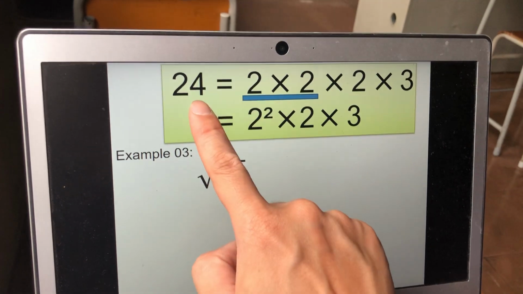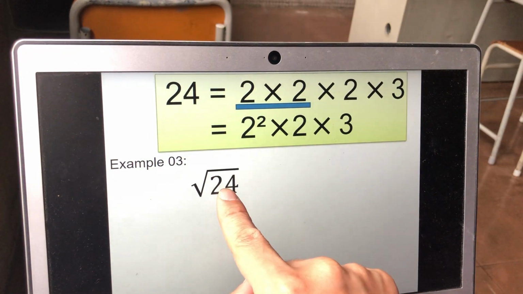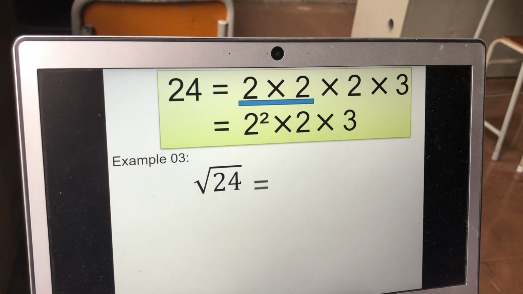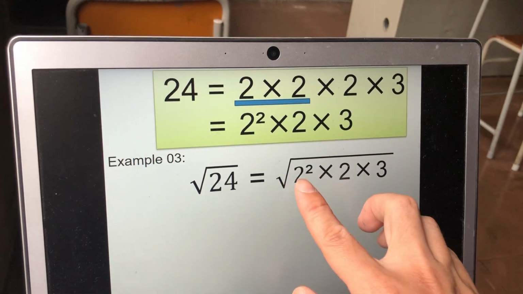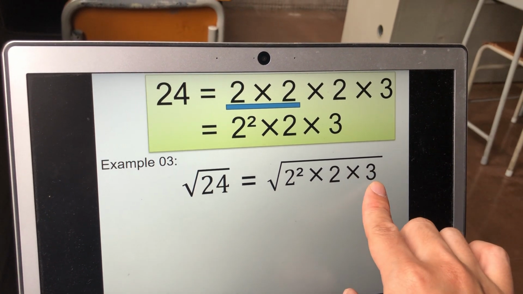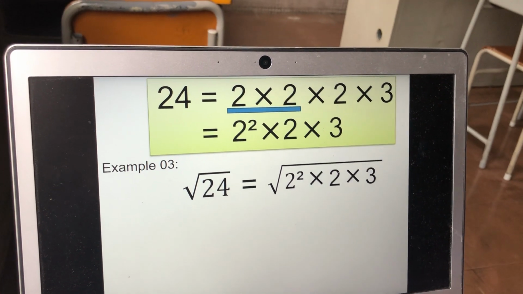Therefore, now we could replace the 24, the number. We don't need the 24 anymore. You could write down these prime number factors. So write down square root of 2 to the power of 2 times 2 times 3. Okay? And then next, what's next?